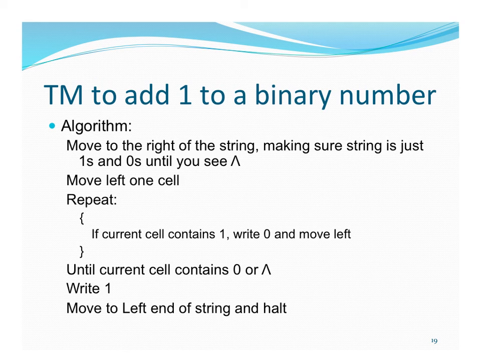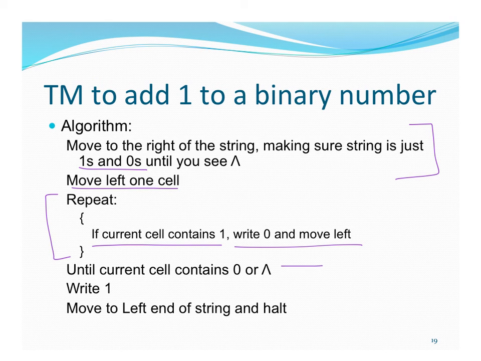Beautiful. And so let's review again our algorithm for our Turing machine to add 1 to a binary number. We're going to start by checking the formatting, making sure it's just 1s and 0s. And then we're going to move left one cell, and then we're going to keep doing this, right? We'll have some sort of a loop. If the current cell contains a 1, write a 0 and move left, right? That's 1 plus 1 is 0, carry the 1. We're going to keep doing that until the current cell contains a 0 or a lambda. As soon as we get to a 0 or a lambda, we will write the 1, and we will move left to the start of the string, and then halt, right? So let's take a look at a machine that does this.